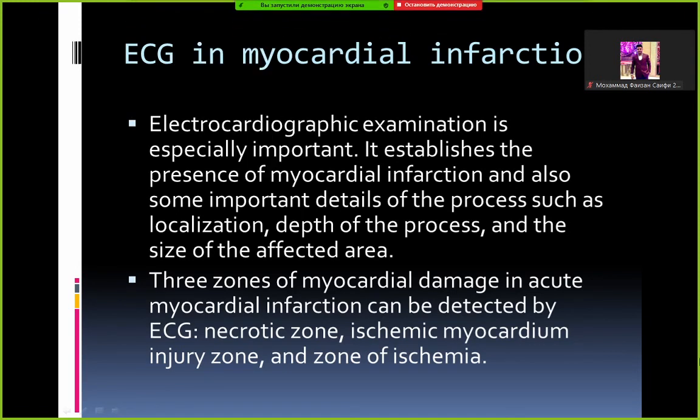ECG in myocardial infarction. ECG examination is especially important. It establishes the presence of myocardial infarction, also some important details of the process, such as localization, depth of the process, and the size of the affected area. There are three zones of myocardial damage in acute myocardial infarction which may be detected by ECG: necrotic zone, ischemic myocardial injury zone, and zone of ischemia.